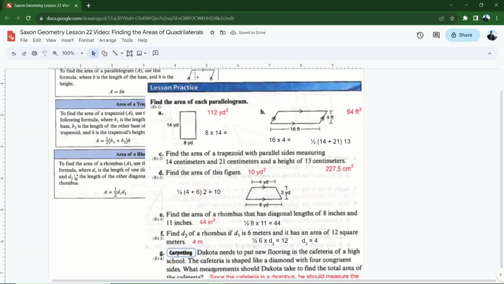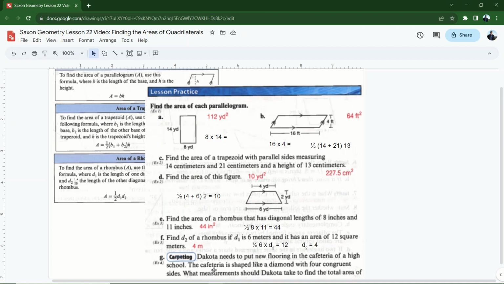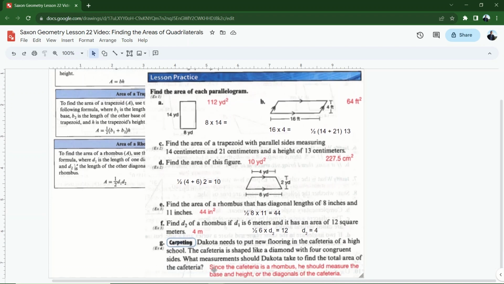All right. Dakota needs to put new flooring in the cafeteria of a high school. The cafeteria is shaped like a diamond with 4 congruent sides. What measurements should Dakota take to find the total area of the cafeteria? Now, I forgot to cover this answer, but let's just take a look.